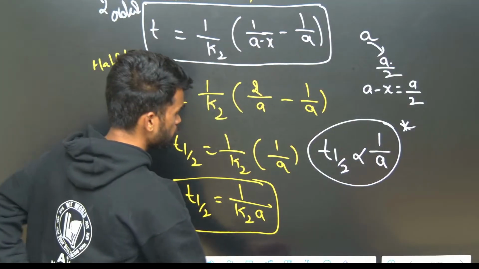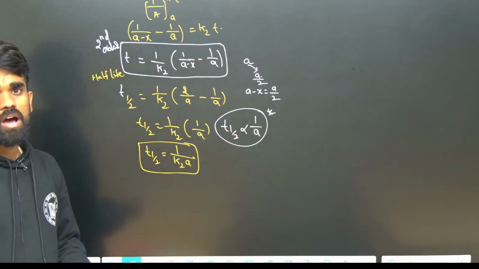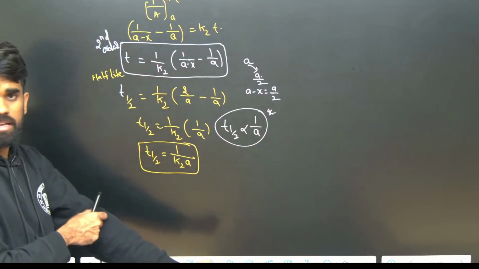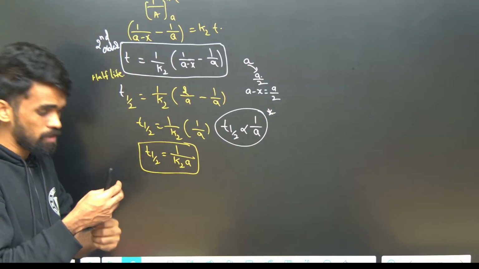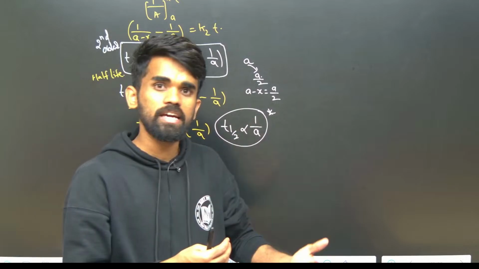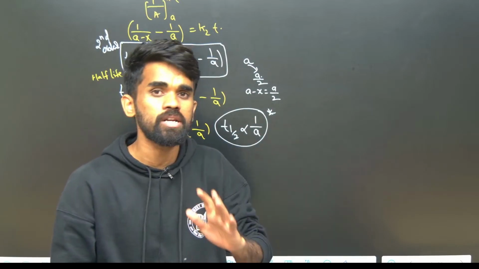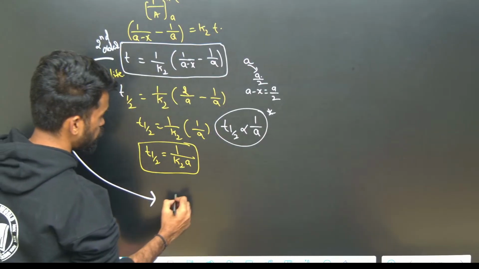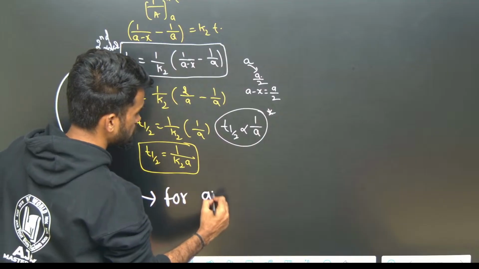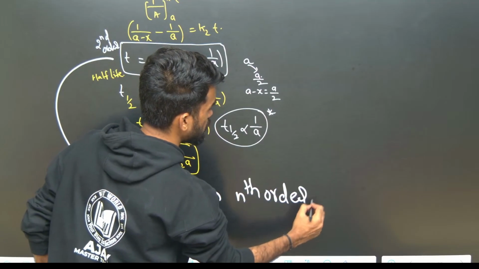Okay, so now instead of always doing this integral equation, how can we generalize this integral equation and the differential T half equation for an nth order reaction? N can be anything like 2, 3, 4, 5, like that, but not equal to 1. So now I am generalizing this for an nth order reaction. For an nth order reaction, how do you write this integral equation?